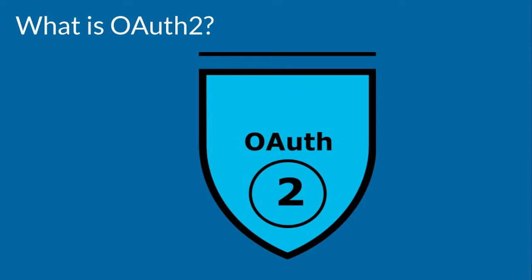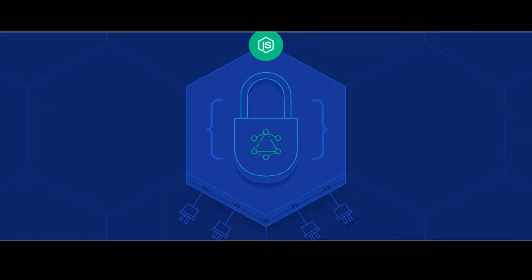Before that, there are four primary roles in OAuth2. Let's see what those are first. The first one is the resource owner. The resource owner is a user who authorizes an application to access their account. The application's access to the user account is limited to the scope of the authorization granted, for example read or write access.